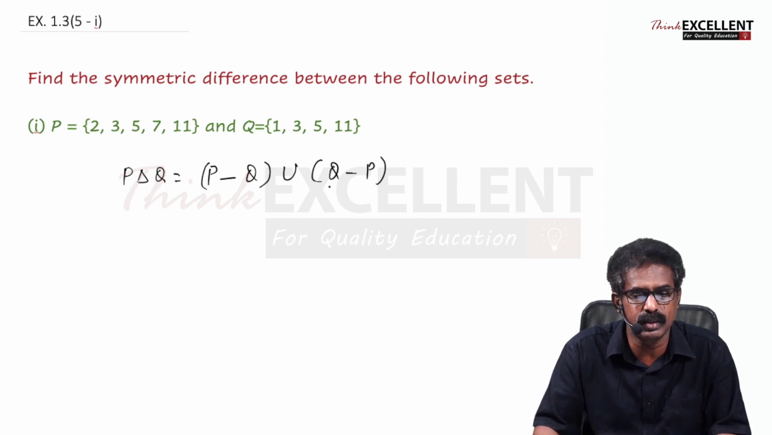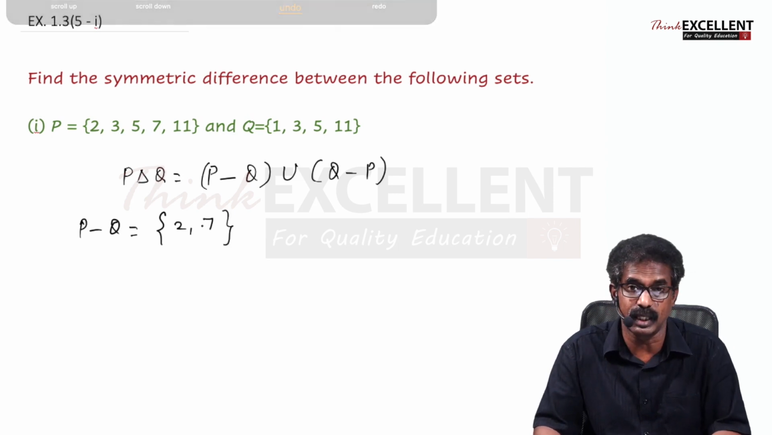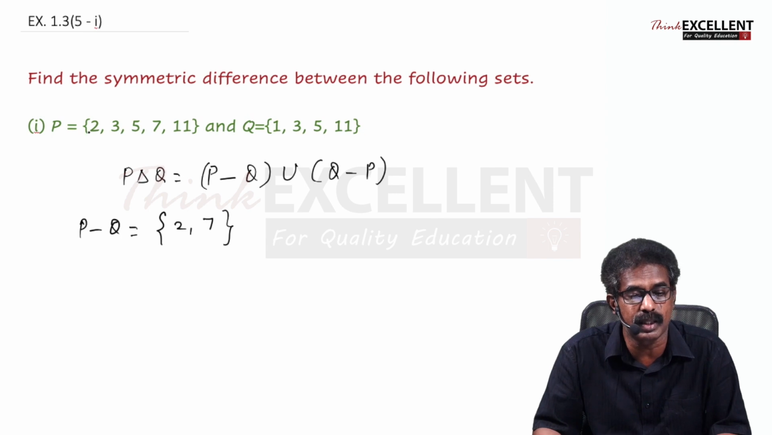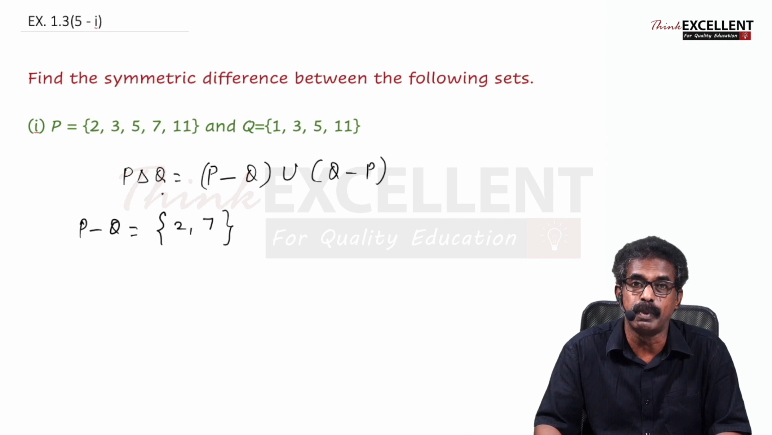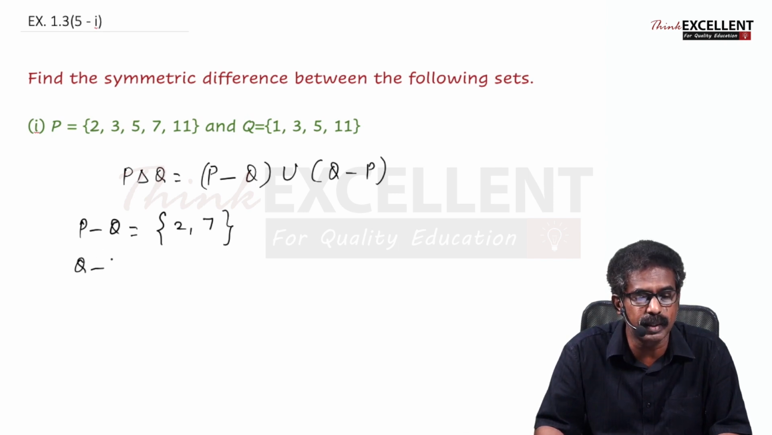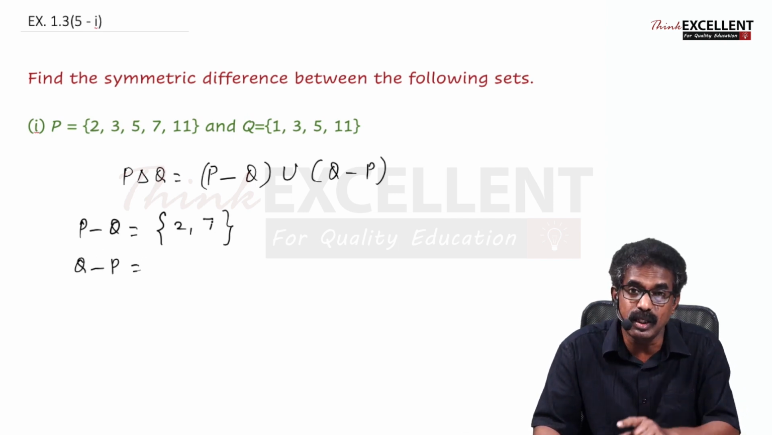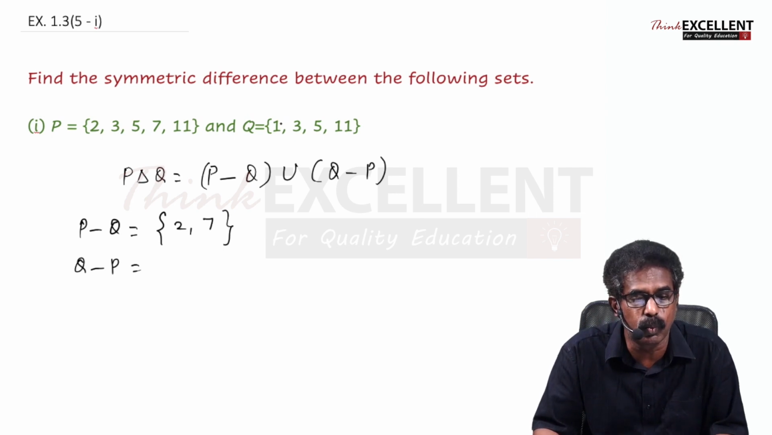So first you need what? P minus Q. What is P minus Q? In P but not in Q. What are the elements in P not in Q? 2. 3 you can't take, 5 you can't take, 7 you can take, right? 11 you cannot take, only the 2 numbers. Check very carefully. P minus Q, in P but not in Q: 2, 7, right? That's all. This is P minus Q. Now next I want Q minus P. What is Q minus P? In Q but not in P. In Q, 1 you can take.